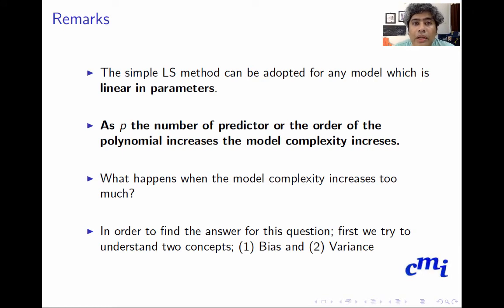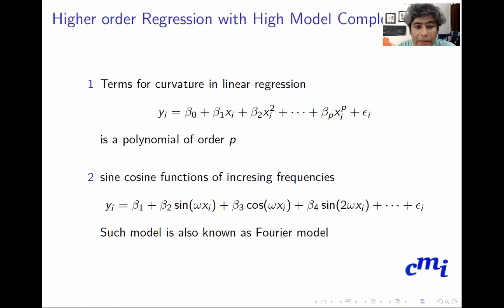The simple least square method can be adopted for any model which is linear in parameters. As I said, if you look into this model, it is linear in parameter as long as omega is known to you. But if omega is not known to you and omega is one of the parameters in your parameter space, then the Fourier model is not anymore linear in parameter. You cannot apply a simple least square technique to estimate all the parameters including omega.